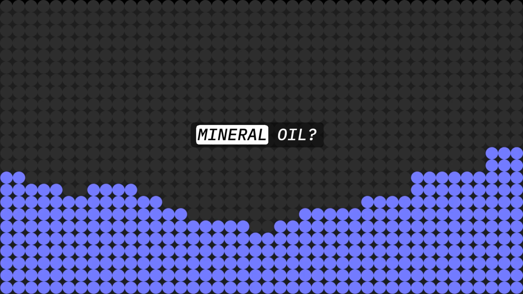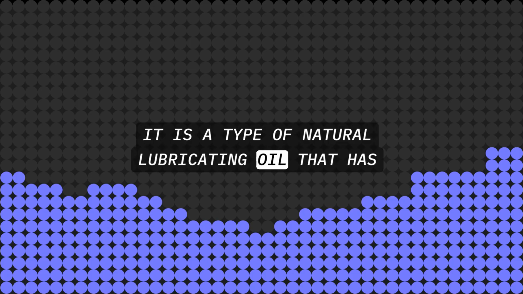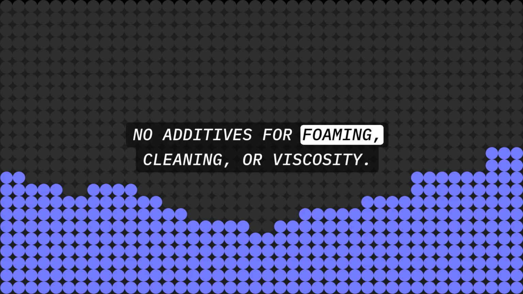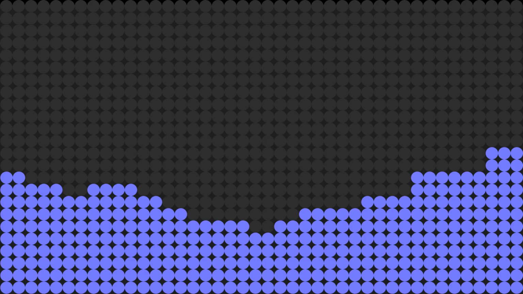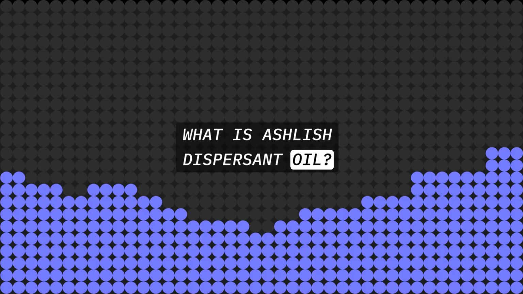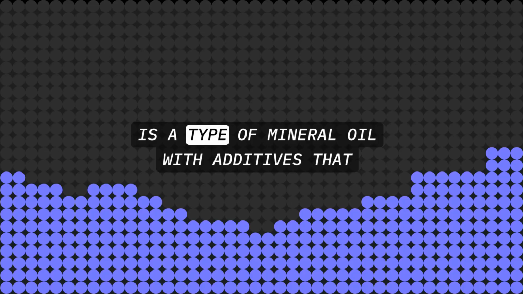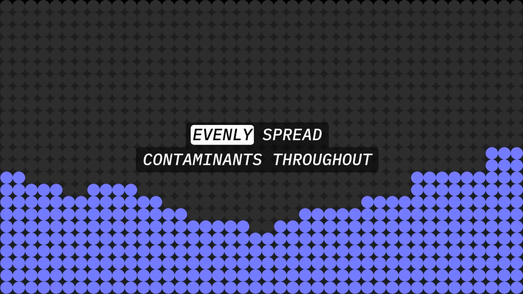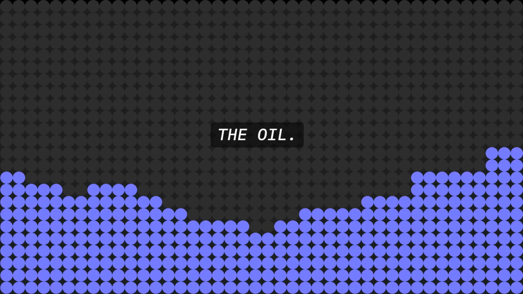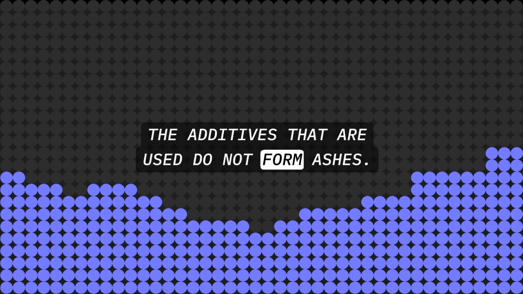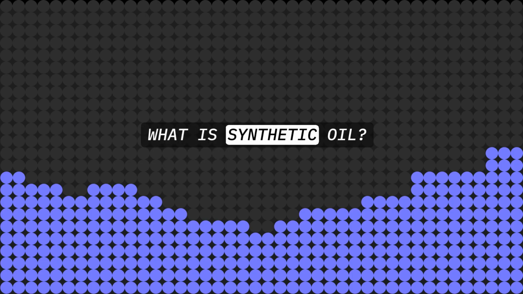What is straight mineral oil? It is a type of natural lubricating oil that has no additives for foaming, cleaning, or viscosity. What is ashless dispersant oil? It is a type of mineral oil with additives that evenly spread contaminants throughout the oil. The additives that are used do not form ashes. What is synthetic oil?